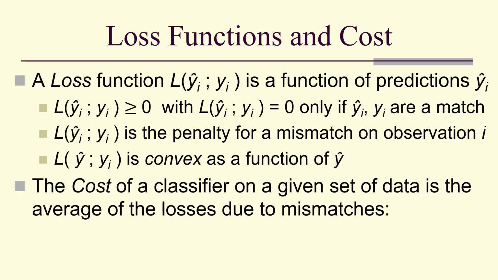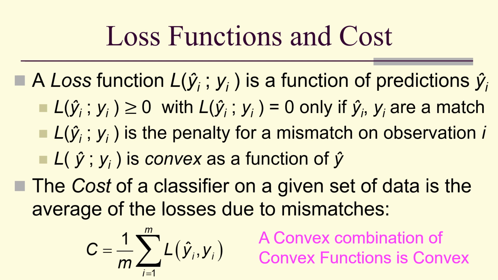The cost of a classifier on a given set of data is the average of the losses due to mismatches. So cost is the average of the losses. It's a convex combination of convex functions, and therefore it's also convex.